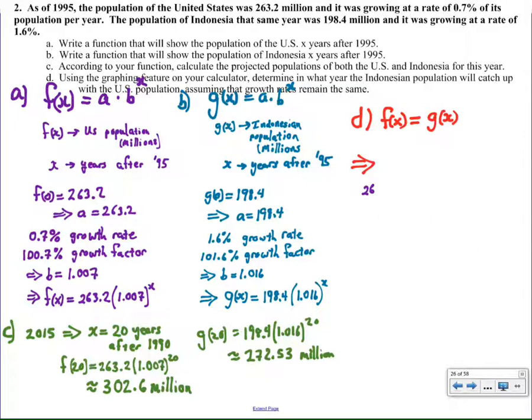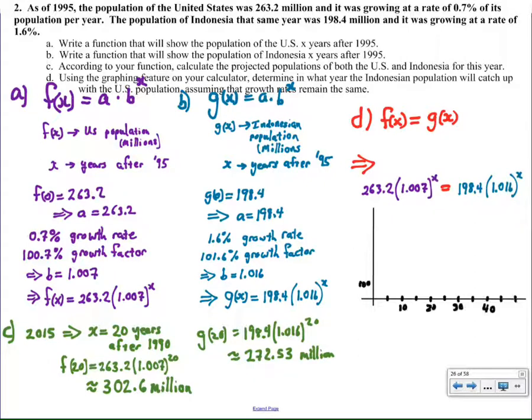Finally, the last question was asking, when will the Indonesian population be equal to the U.S. population? And the beauty of that is we can translate: f of x is the U.S. population, g of x is the Indonesian population, so the question is, when will f of x equal g of x? So I've gone from English to an equation, and the equation can now be expressed in pure mathematical, algebraic form.